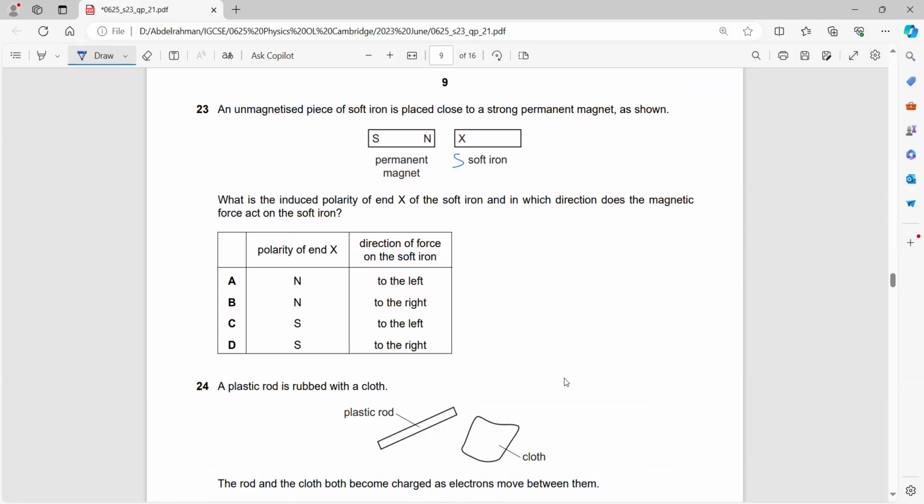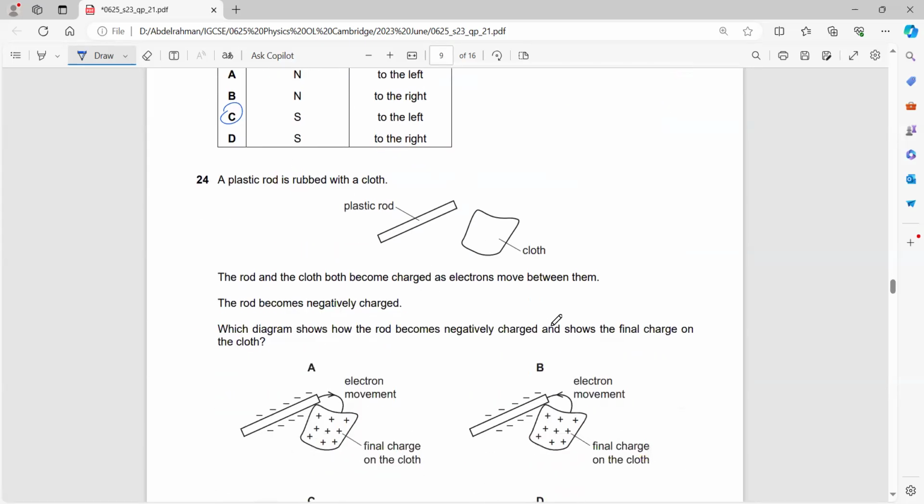Direction of force on the soft iron. How is this soft iron pulled or pushed? Is it pushed or is it pulled? Definitely it's pulled to the left. It will be pulled to the left.